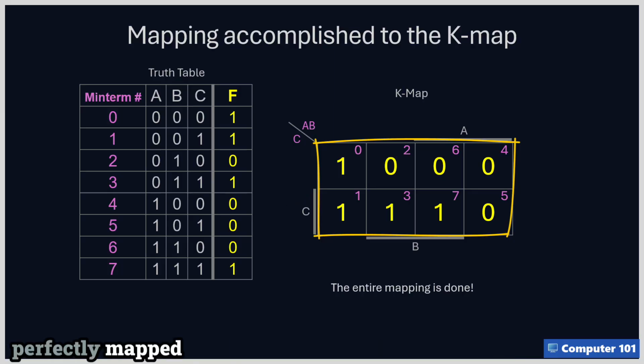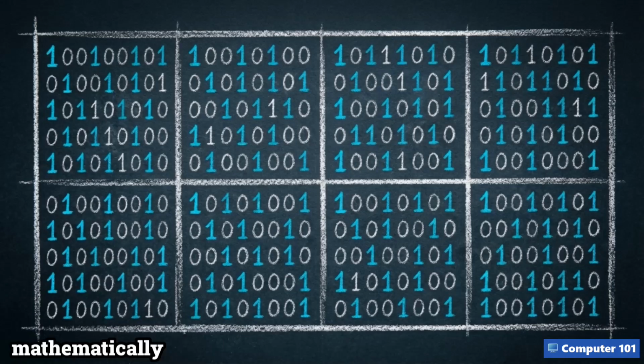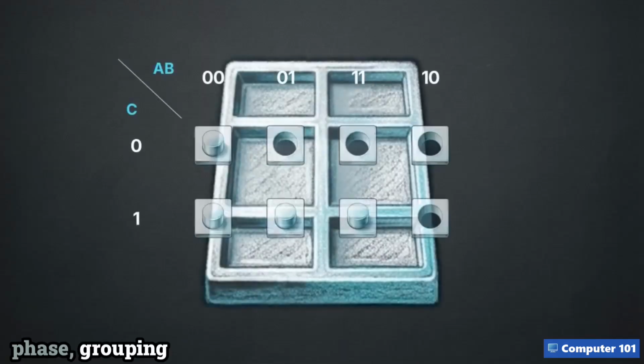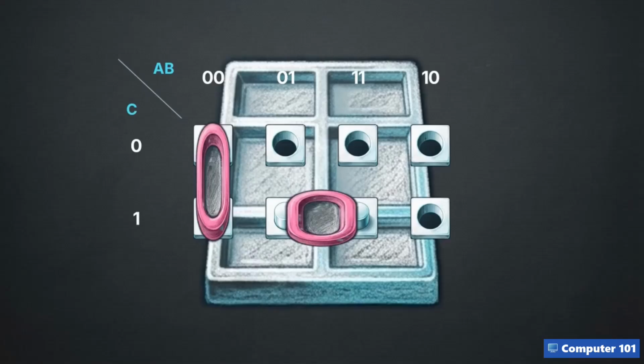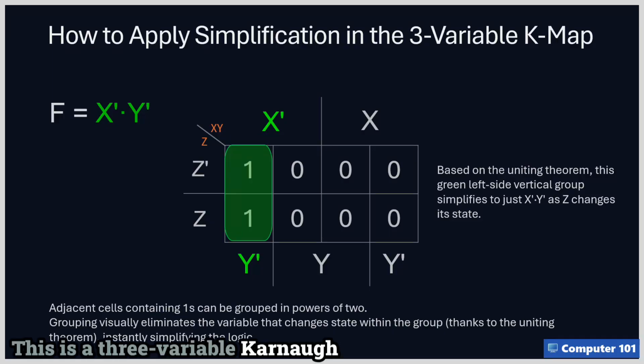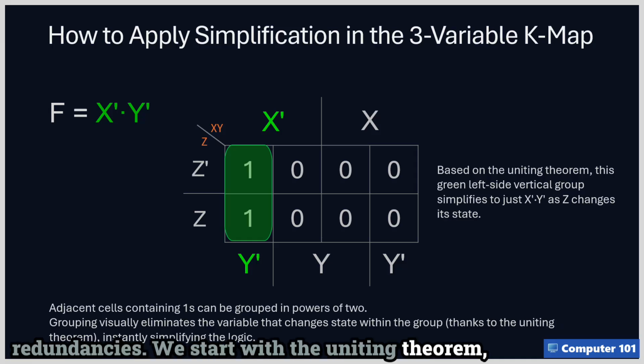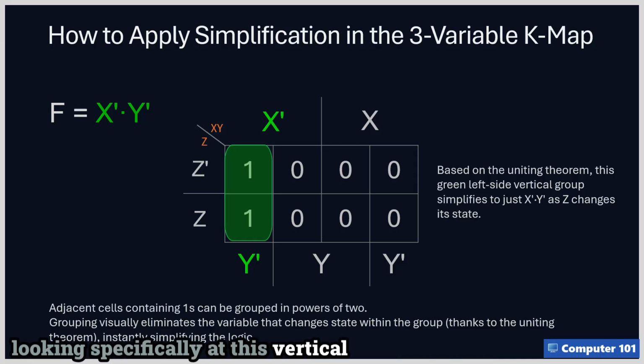This perfectly mapped two-dimensional grid is now mathematically sound and fully primed for the final phase, grouping adjacent ones for Boolean algebra simplification. This is a three-variable Karnaugh map, a geometric grid that organizes logical states to reveal redundancies. We start with the uniting theorem, looking specifically at this vertical pair of adjacent ones highlighted in neon green.